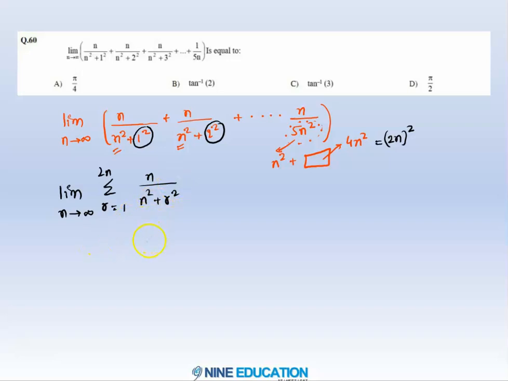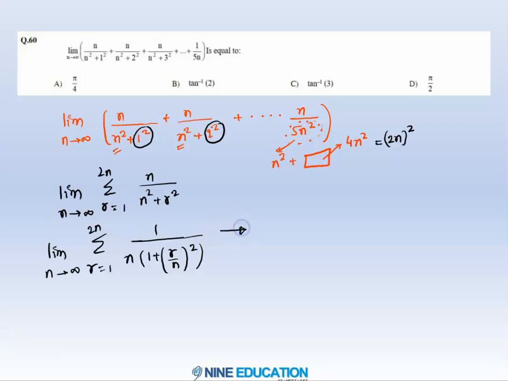Now I can take n square common from the denominator, it will become 1 plus (r by n) whole square, and from the numerator one n will get cancelled. Since we have taken n square common in the denominator, only one n will be remaining. And this is the summation applied from r is equal to 1 to 2n, and don't forget the limit, it is tending towards infinity. So this is the situation right now.